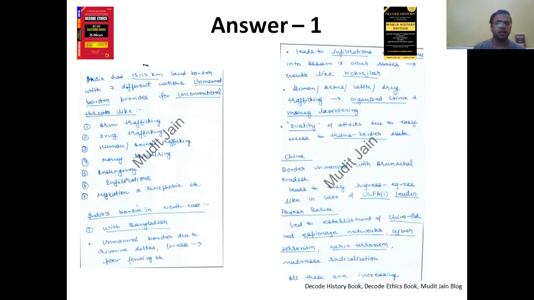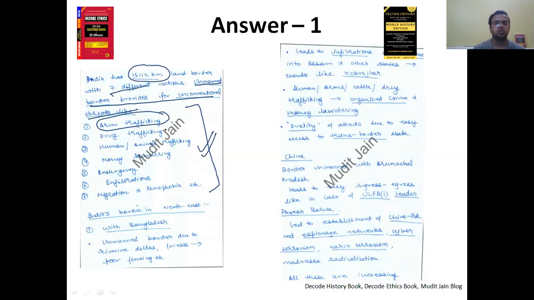In the very first line itself, I am telling that India has this much of international border with 7 different nations. And then I'm mentioning the keyword: unmanned border provides for unconventional threats. Like I mentioned what are unconventional threats in points. So this wasn't asked, but then you are mentioning. So you can take liberty of answering in 1 or 2 words only. Every point is just 1 or 2 words each. You need not mention 1 or 2 lines for each point in such thing.